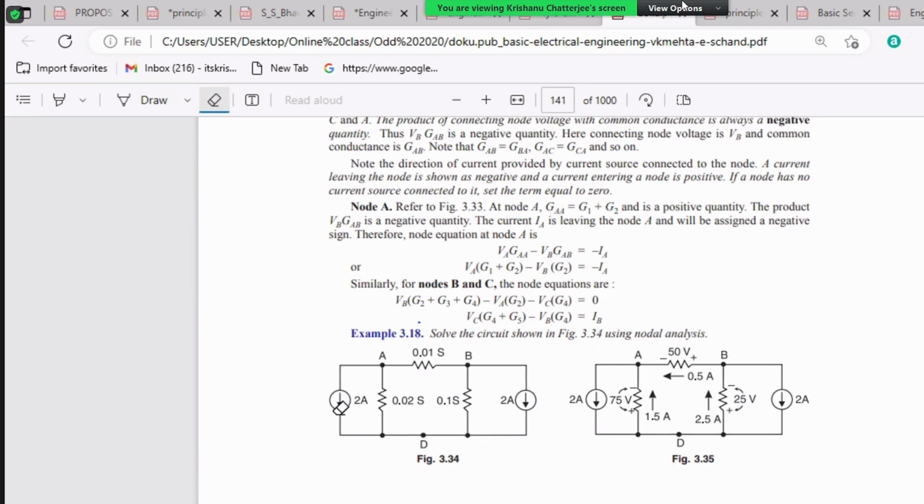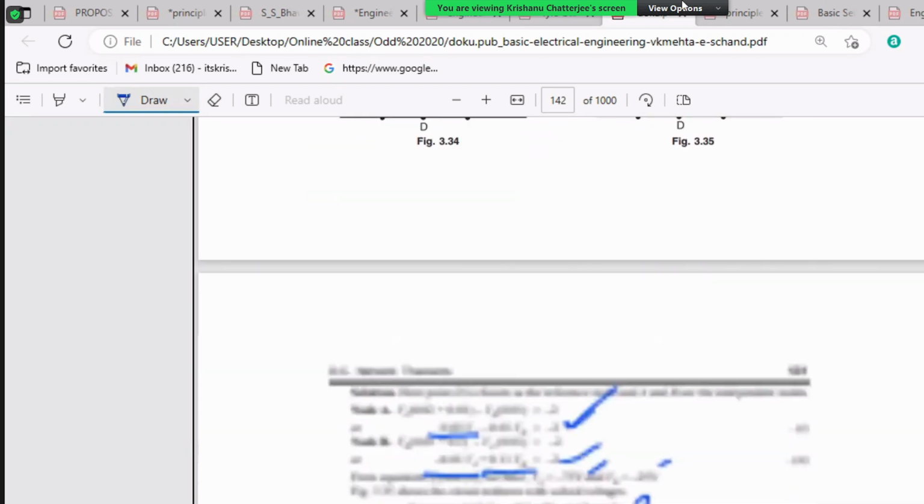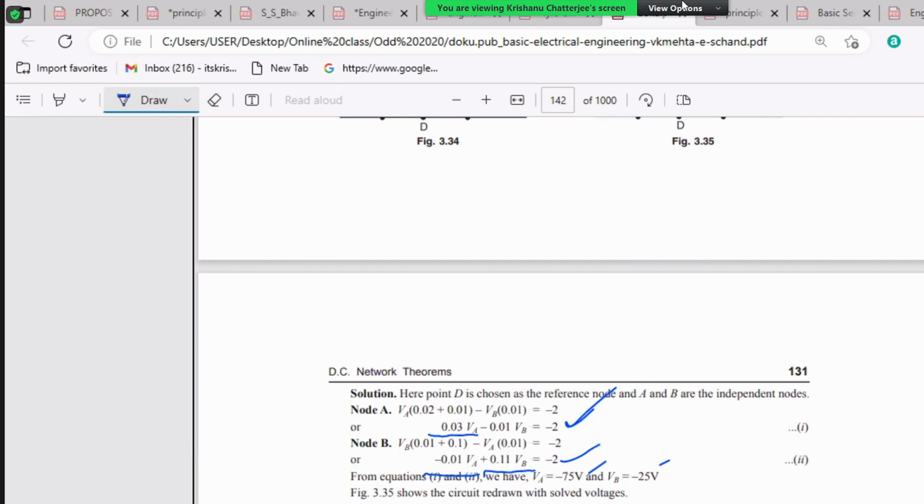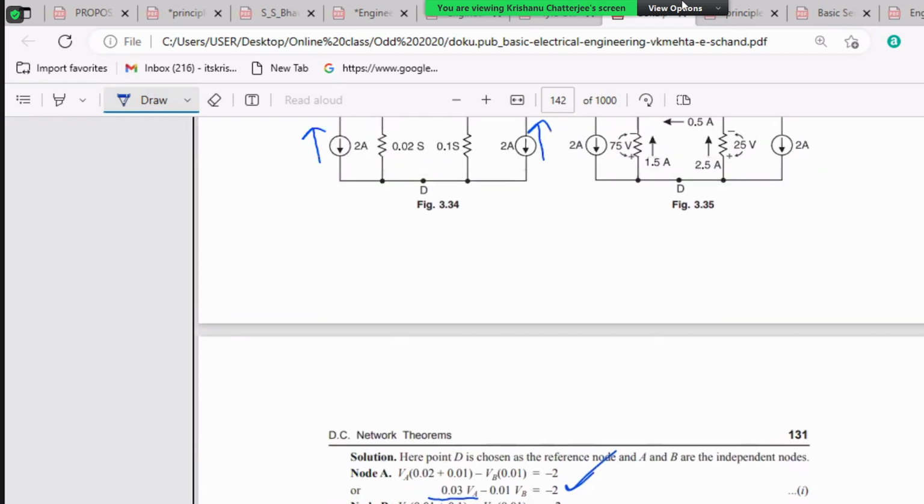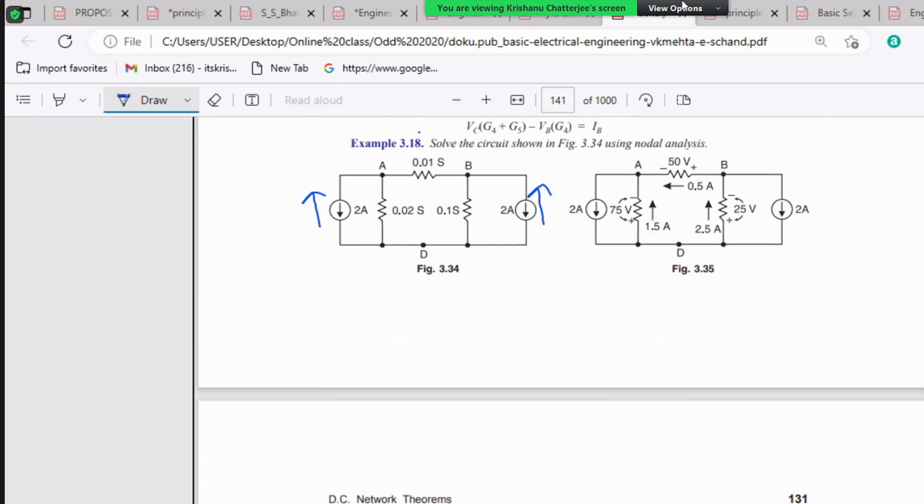If the direction of the currents is in this way, that means on the right hand side you are taking both to be positive in these two cases. That means it should be +2 instead of -2 in those equations. Understood? Clear?